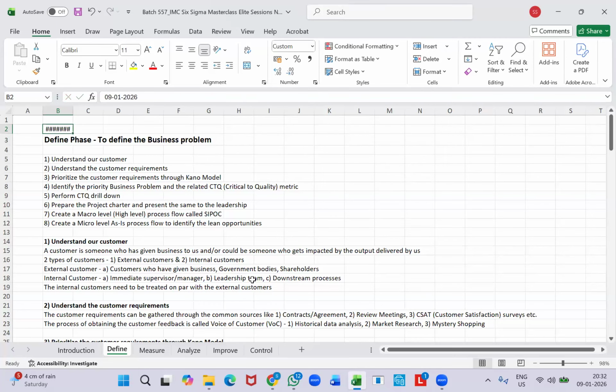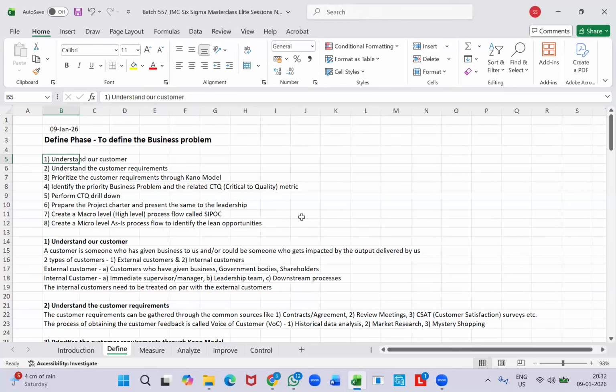And there are certain deliverables which we need to adhere to as part of the define phase. So the first deliverable will be to understand our customer. Again, in lean also we saw, right? When we discussed the 5 principles of lean, we would always start by understanding the value expected by the customer. So here we are going one step behind, in the sense we first and foremost understand who our customer is, right? So we all think that customer is someone who has given business to us. Obviously, that person is a very important part of the customer group.